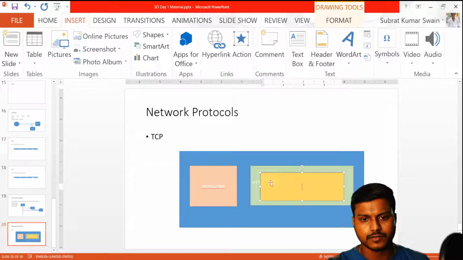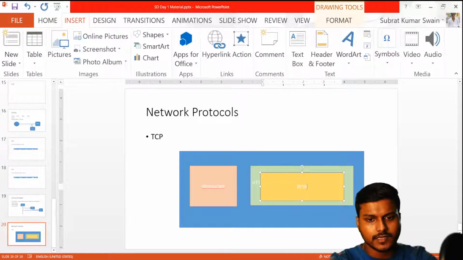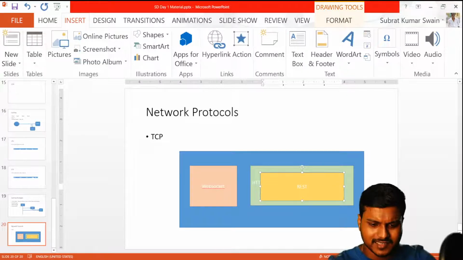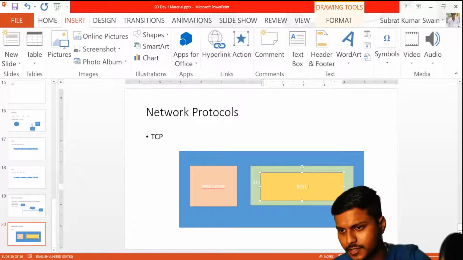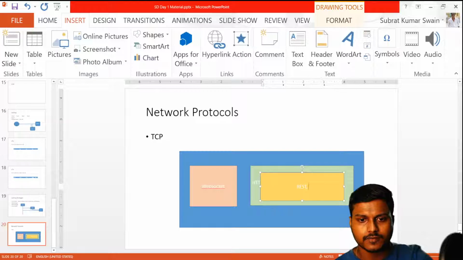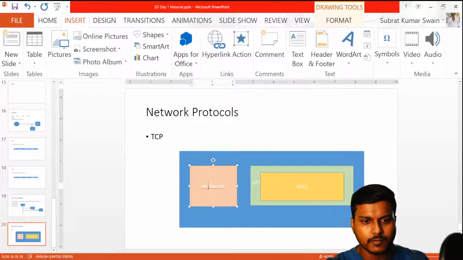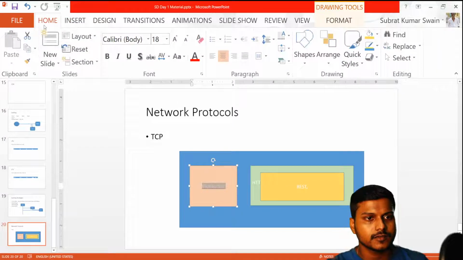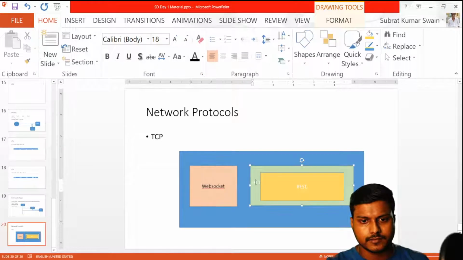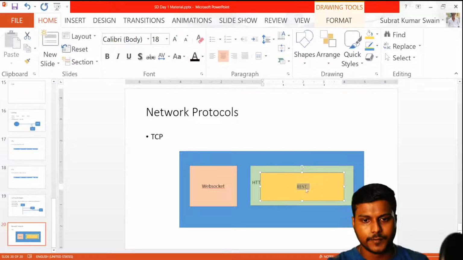What else do we have? We have REST. REST is not basically a protocol, but yes, it is heavily dependent on HTTP. Text not visible? Please use black color for text. Okay, fine. Black. I hope it's fine now for everyone.